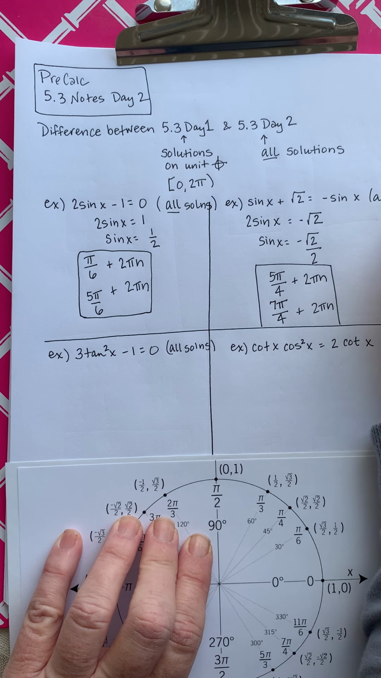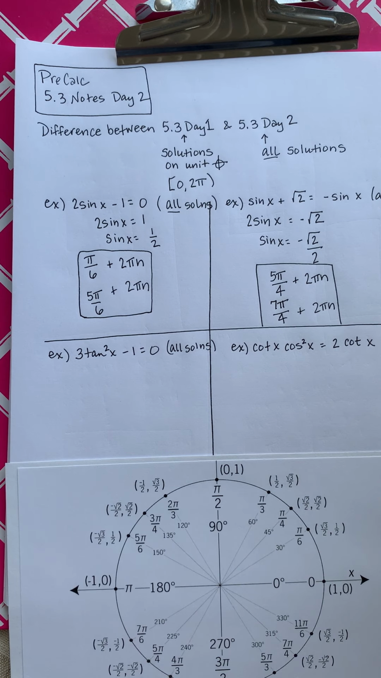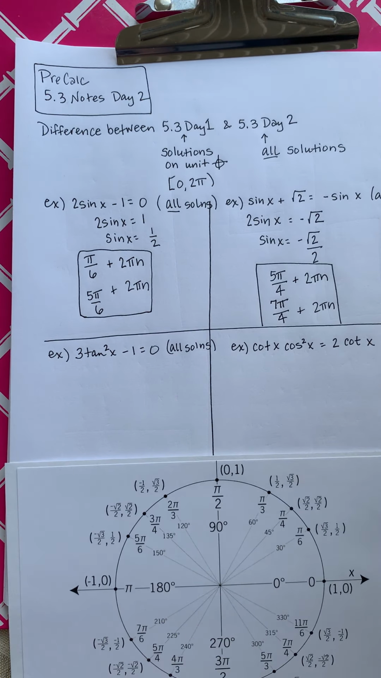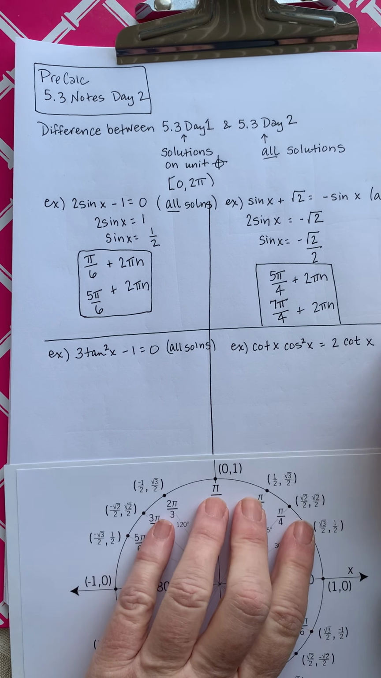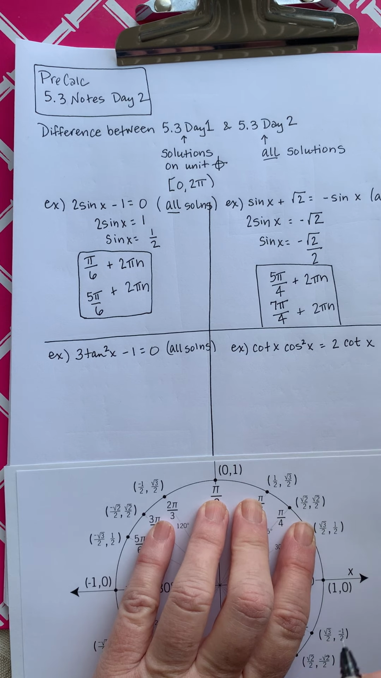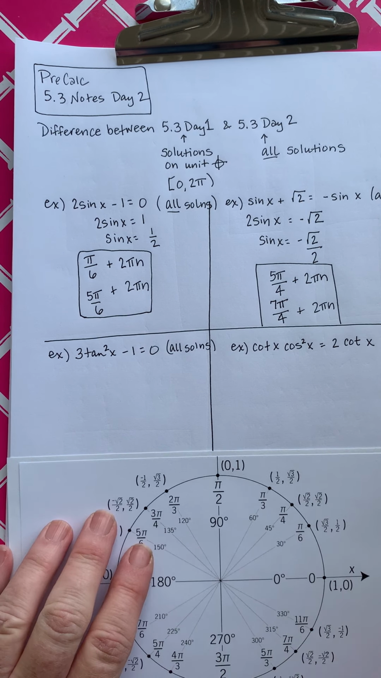And then on Thursday's assignment, we're going to mix together some problems that are only in the unit circle and some that are all solutions. So for these, we're all going to be all solutions. Okay, why is this going to be different? Well, let's wait till we solve it and then I'll show you that.